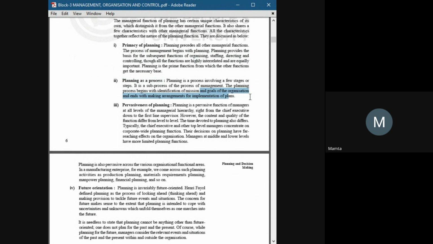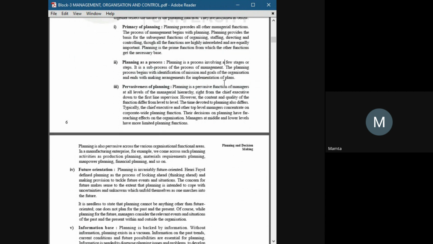Planning goes to the end of the management function, which is controlling. So planning is a complete process. It's not only a topic which should be done at the start of any managerial function.